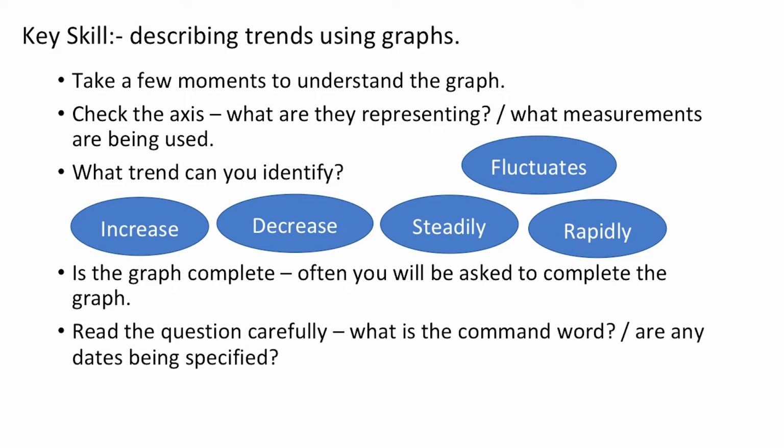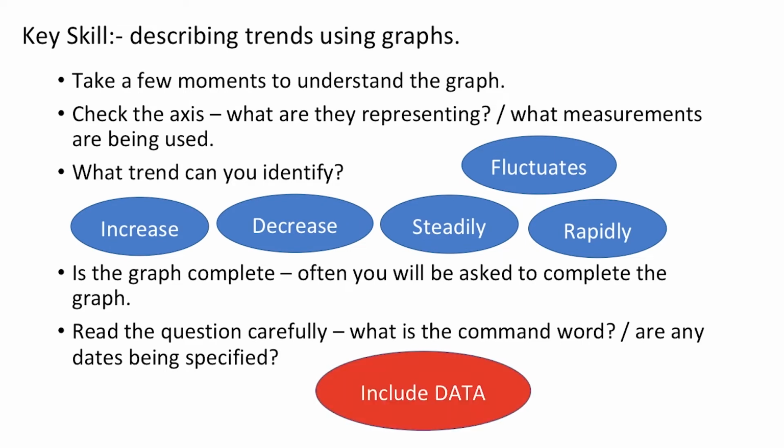Read the question carefully. What is the command word? Does it say describe? If so, the examiner is only looking for you to use data and describe that trend using increase, decrease, steadily, rapidly and fluctuates. Do not explain the graph if you've only been asked to describe it. There'll be time for that later. Always include data when describing a graph. The examiner is just checking as to whether you can read a graph or not.